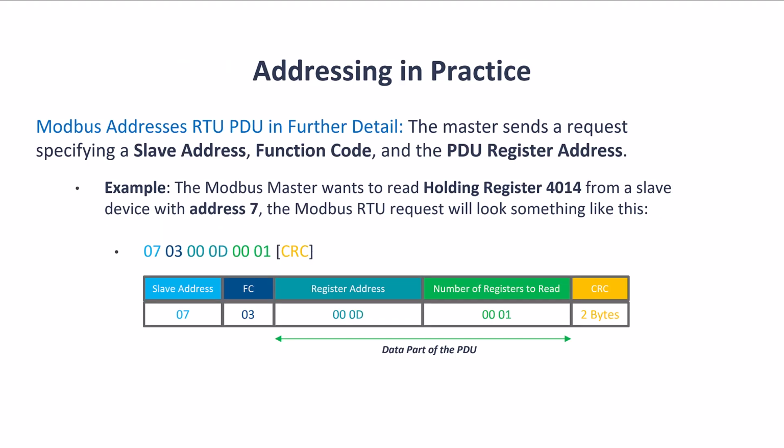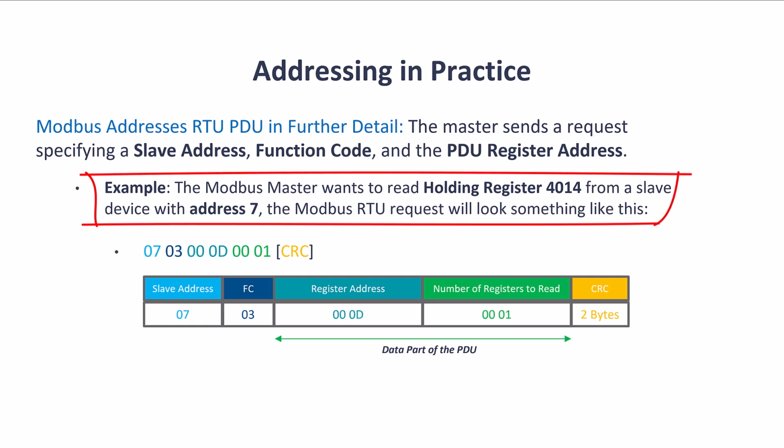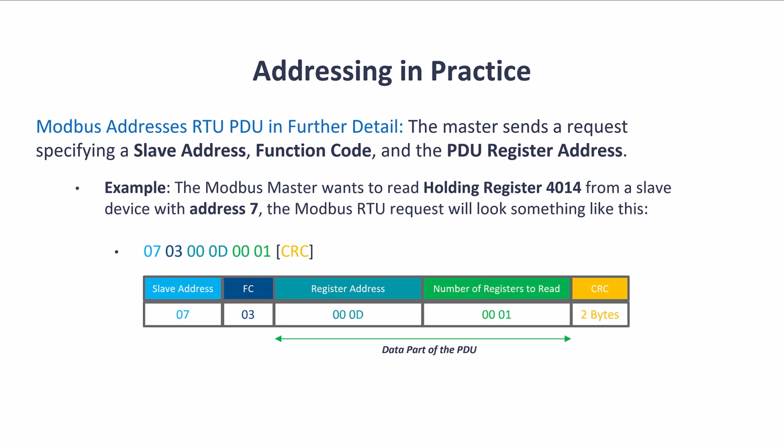Okay, now let's walk through the same example in more detail. In this case, the Modbus master is sending a request to read holding register 4014 from a slave device with address 7. So let's break it down. 7 is the slave address, identifying which device should respond. 3 is the function code. Here it tells the slave we want to read holding registers.